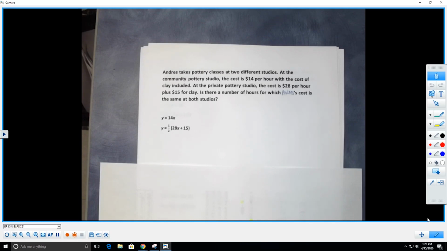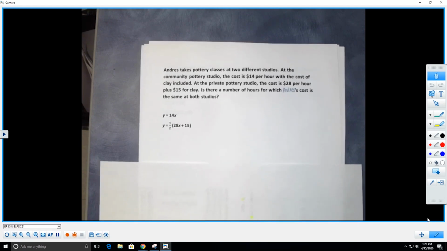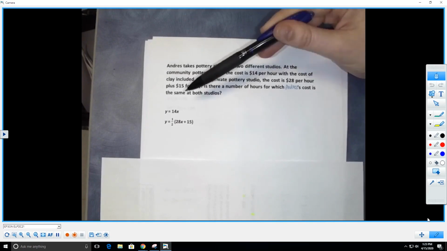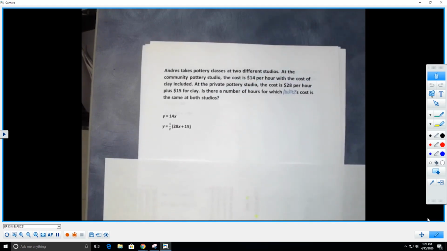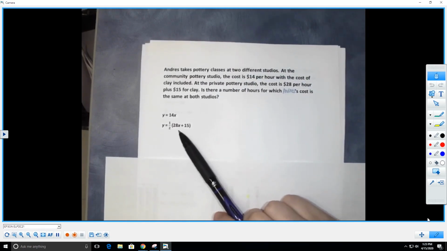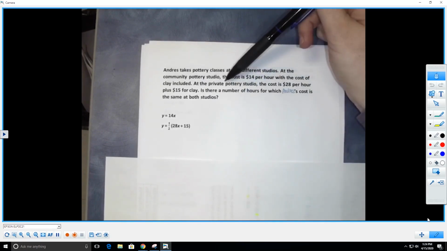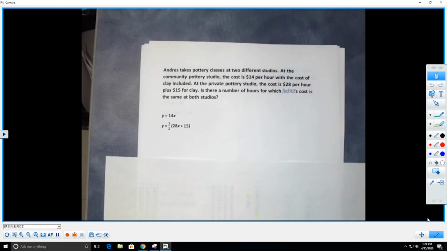So now we'll write our system of linear equations together. Let x equal the number of hours and y equal Andreas's cost. And we come up with y equals 14x to represent the community pottery studio because the cost is $14 per hour. And then y equals 1/2 times 28x plus 15 and that would represent the cost at the private pottery studio. Since both equations are set equal to y, what would you do first?